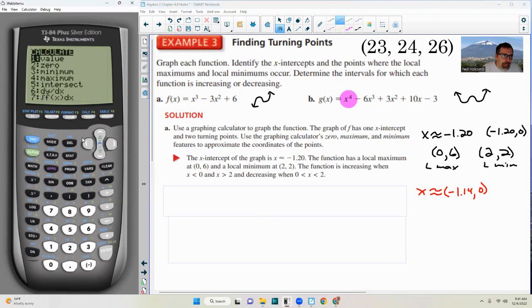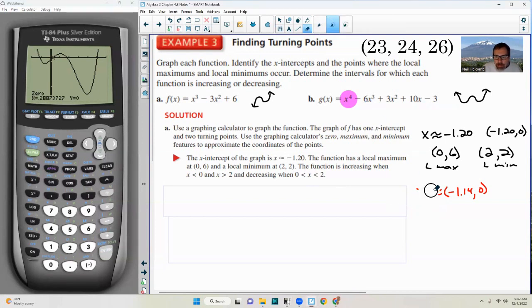Second, calculate a 0, enter, move my cursor to here. That's to the left of the next 0. Now I'm moving above the x-axis there, hit enter, and hit enter again. And my 0 is 0.289. Okay, so I shouldn't say x equals. These are points. So my next 0 is approximately 0.289, comma, 0.